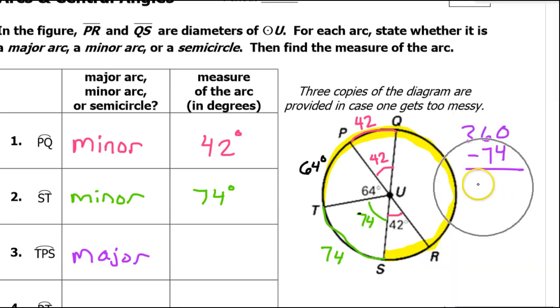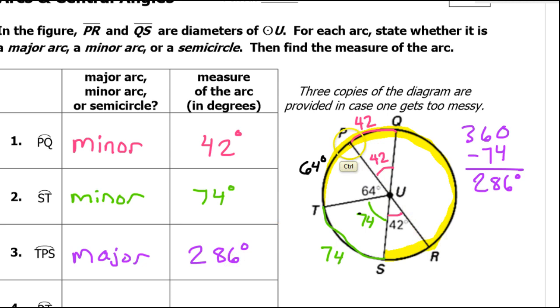So that is 286 degrees. Another thing I could have done, I could have started with this semicircle. All right, this part over here is 180. Then I could have added an extra 64 and an extra 42. So I could have gone 180 plus 64 plus 42. That would have given me the same thing.